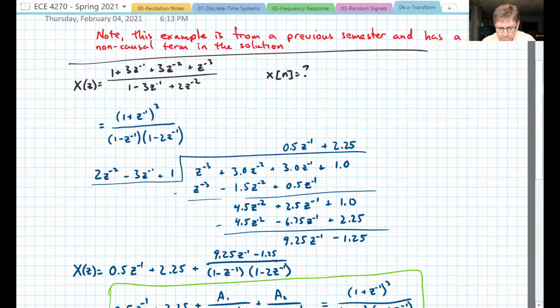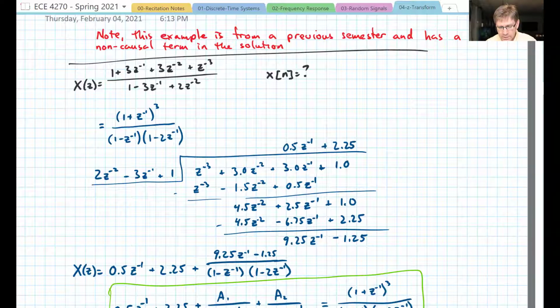Okay, so we start out with X of z, and we have a polynomial in z to the negative 1 in the numerator and 1 in the denominator, and we want to invert this. So we can't do that right away. The first thing we need to do is factor it.